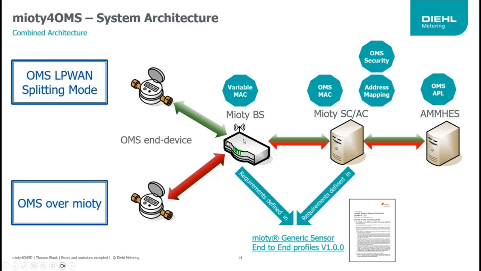For example, the mioty base station has the requirement to be able to understand variable MAC, or better said, to pass it through. So this is a requirement for every mioty base station in the meantime, that it's able to support also variable MAC. And in the mioty service center, you need, as I said, to do this address mapping. You need to be able in this approach to handle this wireless MBUS MAC layer as well. Of course, also the fixed MAC of the ETSI definition, but also the wireless MBUS MAC definition. All these things need to be done in this service center.